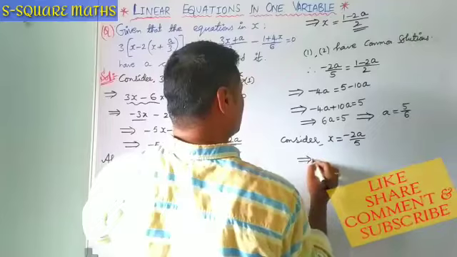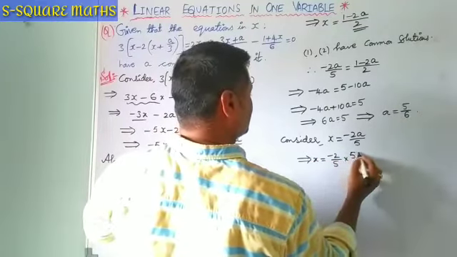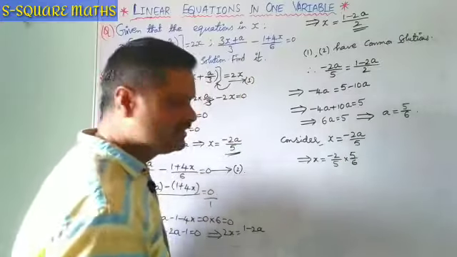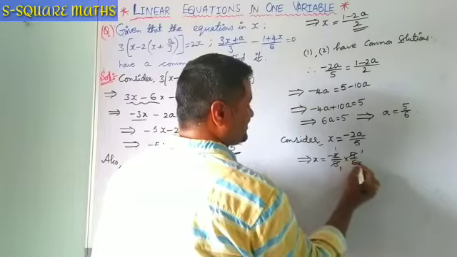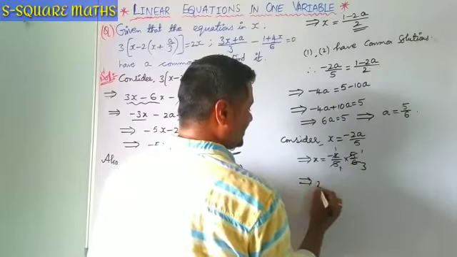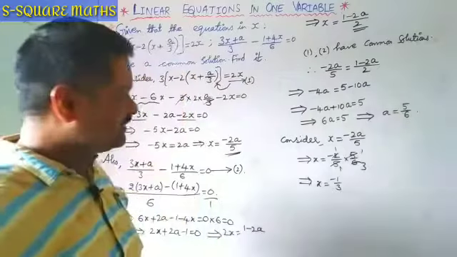This implies, what is my a value? Minus 2 by 5 into a, which is 5 by 6. Since the operation is multiplication, 5 and 5 cancel, and here it is once and thrice, which gives you the x value as minus 1 by 3. So this is our x value.